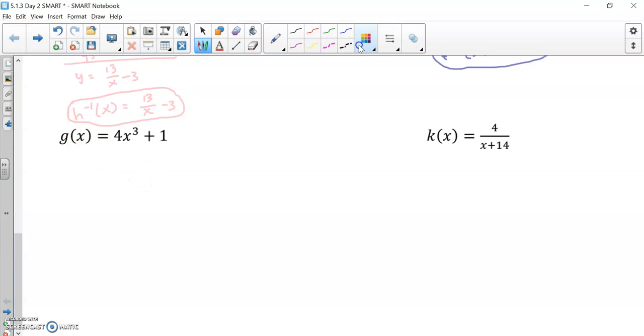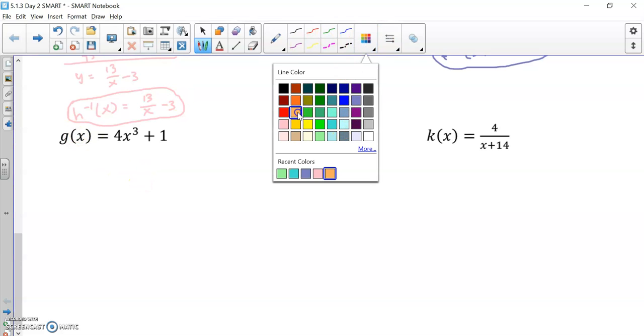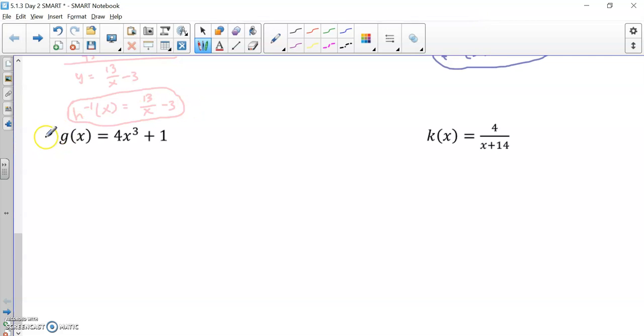So on to this one. We have a g of x here. You can use whatever letter you want, so don't let that throw you off. Again, this just means y. So, same steps. Flip x and y. And now we need to start getting y by itself.